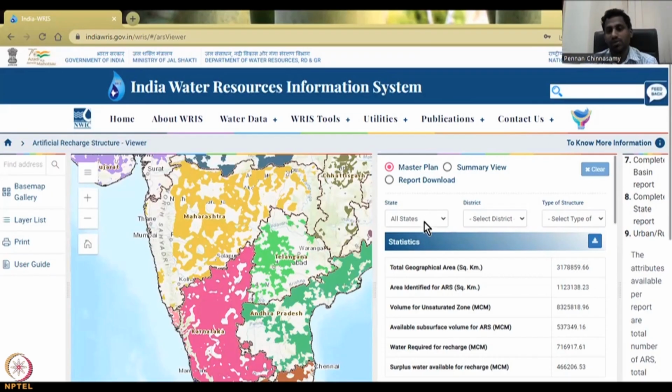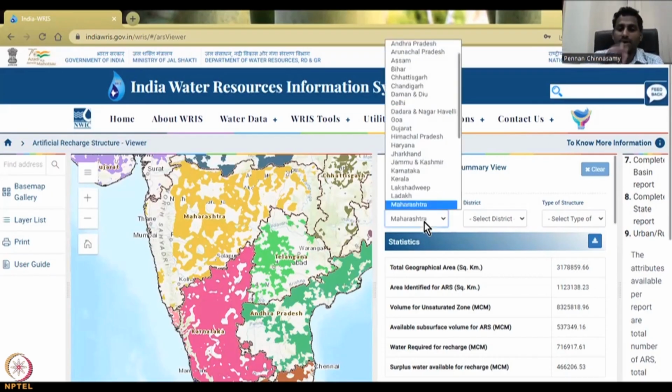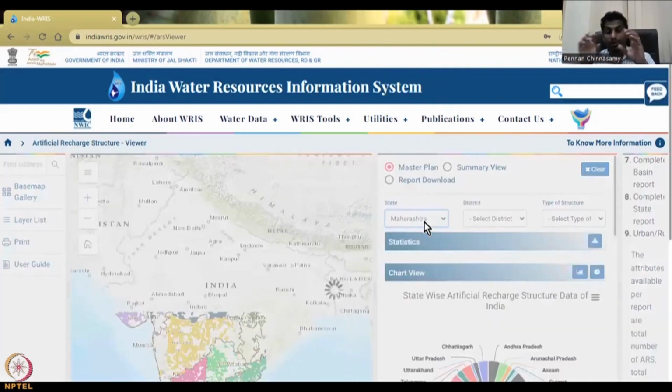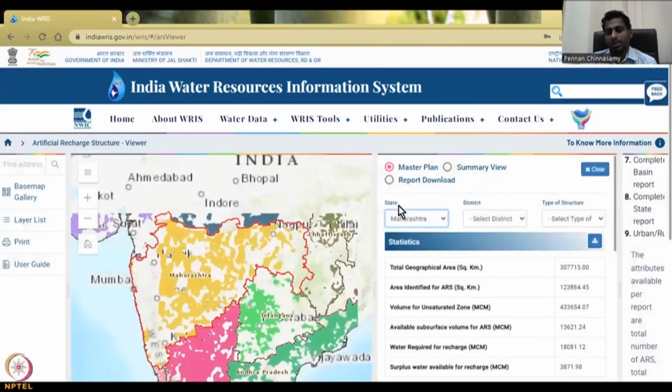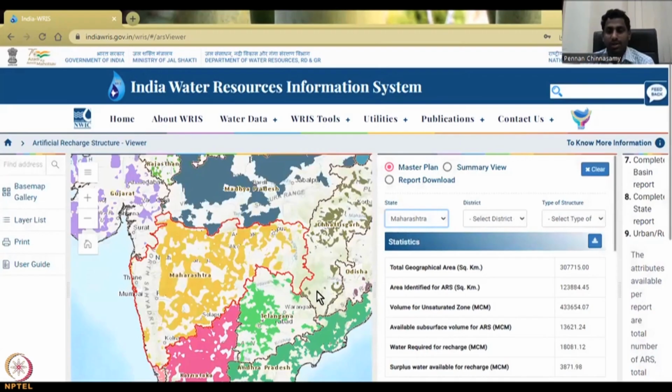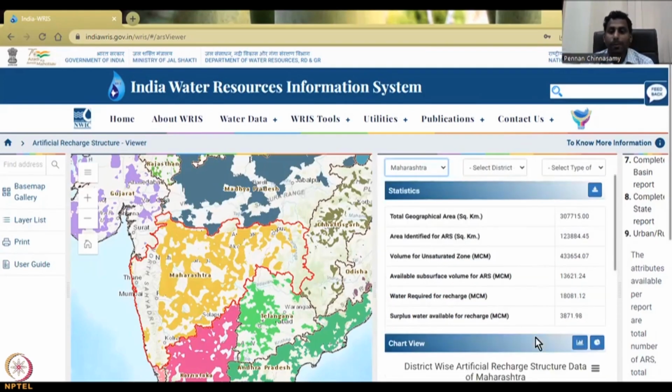Now let's take one state, for example. I'll say Maharashtra. When you click Maharashtra in the state, the map would zoom into Maharashtra state, and then you can pick a district. So you can see the red color happening. But once this is picked, the total area, everything has changed to Maharashtra statistics. Initially, it was India statistics. Now it has Maharashtra statistics. So you can see that more than 1/3 of the area is mapped for artificial recharge structures. A very good volume can be captured as per this data.